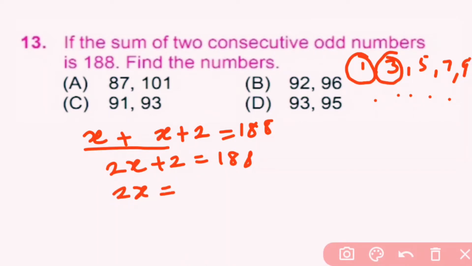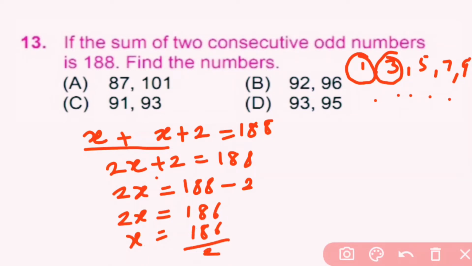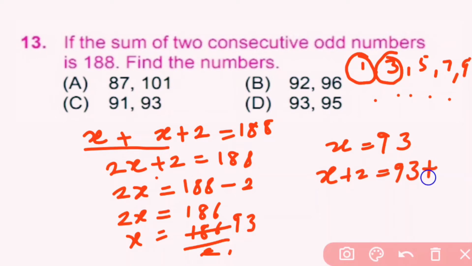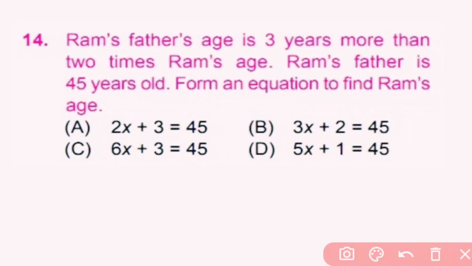Now 2x is equal to 188 minus 2, this plus 2 will become minus 2 this side. 2x is equal to 186. Now x is equal to 186 divided by 2. 2 ones are 2, 2 nines are 18 and 2 threes are 6. So x is 93 and the other number is x plus 2, means 93 plus 2, means 95. So the numbers are 93 and 95. D is the correct answer.